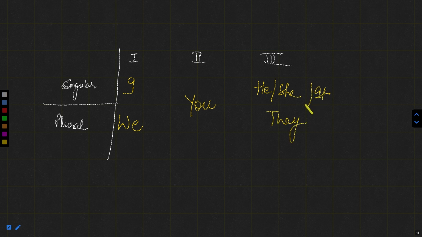Okay, he, she, it for singular and they for plural. So we have three kinds of persons: first person, second person, and third person. Now, I and we are the first person, you is the second person, and he, she, it, and they are the third person. If there is any name, that will also be considered third person.